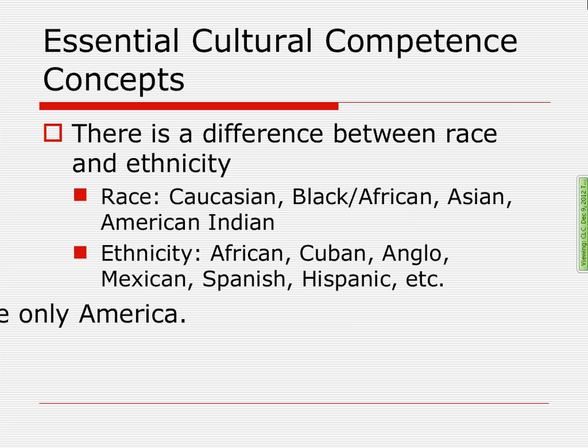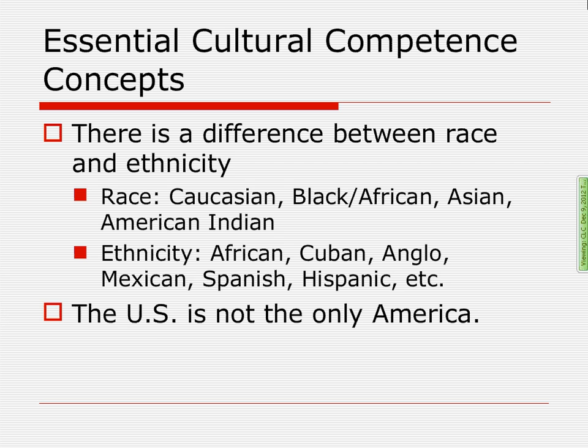And I know that you've had a little bit of information on microaggression, but I think sometimes that's a way to do a little bit of this microaggression by saying, well, Hispanics are not white. Ethnicity, of course, there's many ethnicities. Mine is Mexican. There's African, Cuban, Anglo, etc. And then the other thing that I think is important for you to grasp is that we're not the only America. People from Mexico, for example, are American. So we tend to be very ethnocentric in the United States.